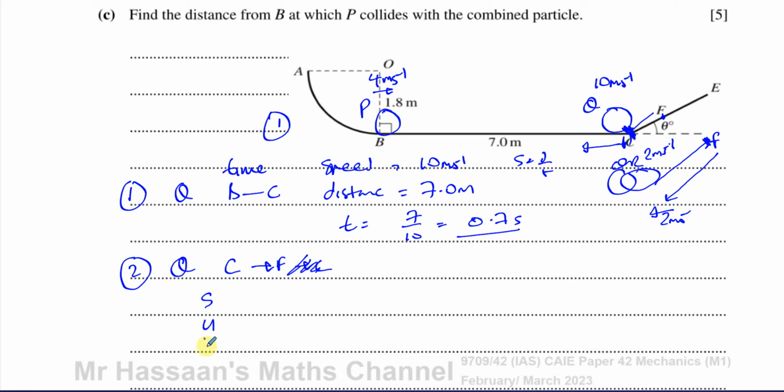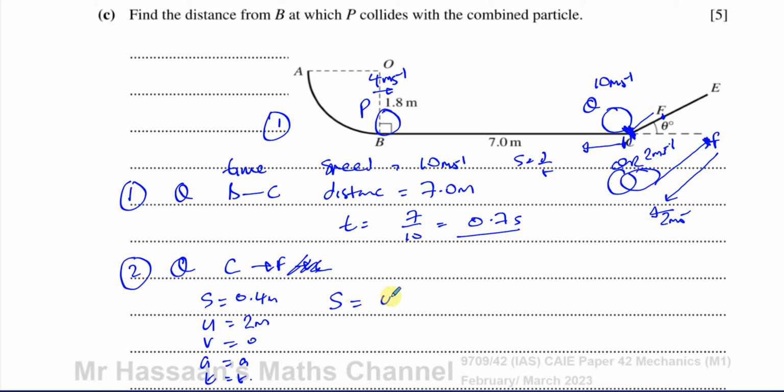So we have S, U, V, A, and T. S we know is 0.4 meters, it traveled up from C to F. U is 2 meters per second. V is 0 because it came to rest there. A, we don't know A. We can find A actually, but do we need to find A for this? V squared equals U squared plus 2AS. In fact, we can find A using this. But hold on, we can find what we need, which is the time, using something else.